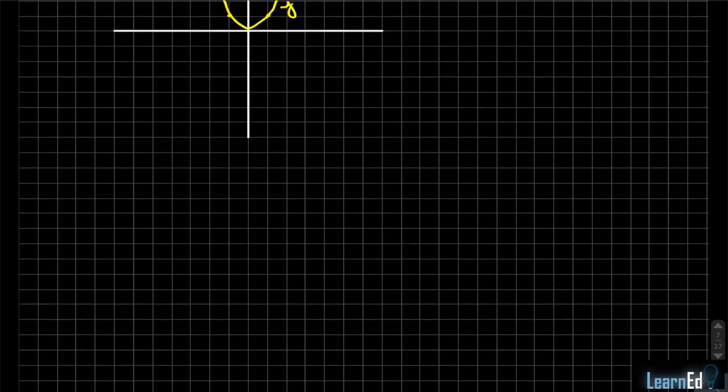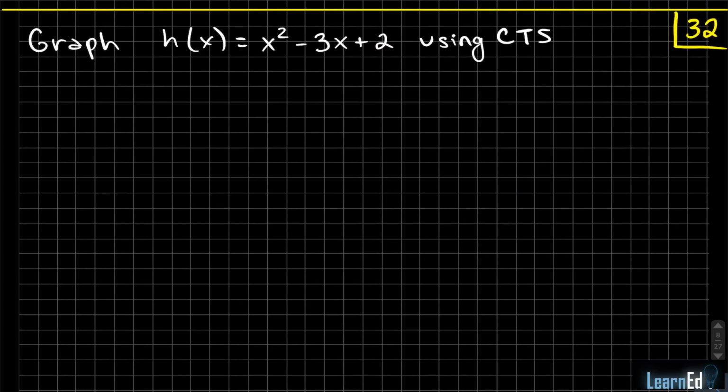Not a big deal. So for problem 32, we want to graph h of x equals x squared minus 3x plus 2 using complete the square. Now, why would I ask you to use complete the square for graphing a parabola? It's not because I'm a jerk, it's because sometimes that's the way to go. The reason is that completing the square can be really efficient compared to creating an XY table.